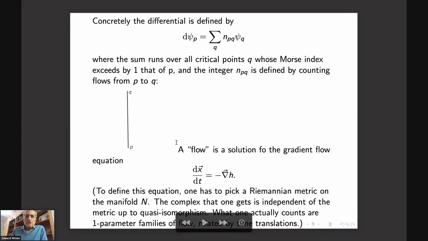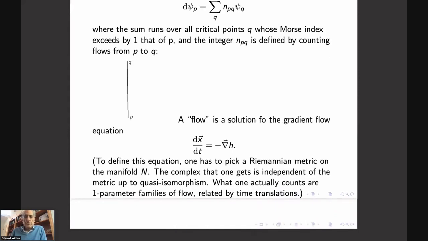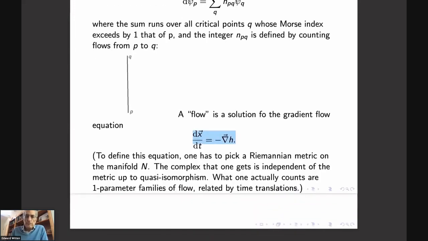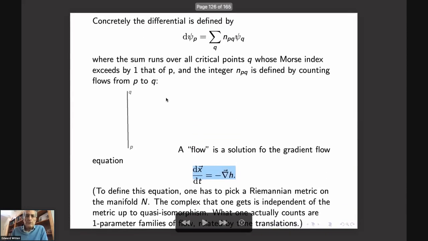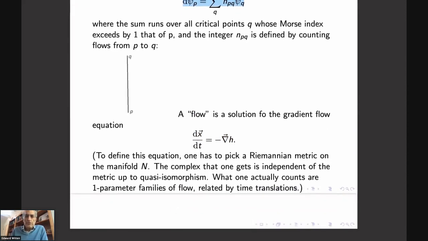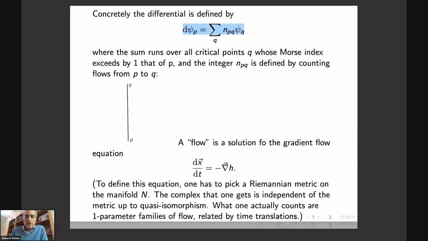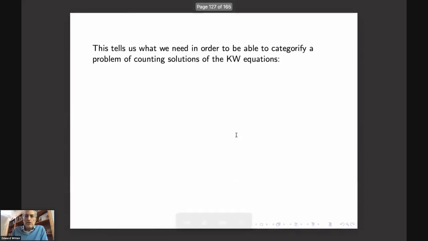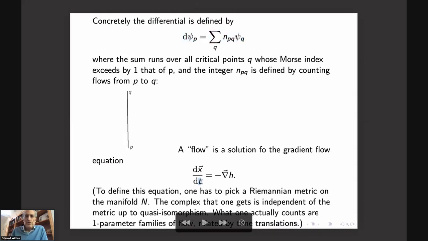A flow is a solution of a differential equation in one dimension. It's the gradient flow equation. To define it, you pick a Riemannian metric on the manifold N, and then you can write down the equation dx/dt is minus the gradient of H. Counting its solutions, you get these integers N, and they make the differential whose homology is Morse homology. The complex you get is independent of the metric up to quasi-isomorphism. What you count are actually one-parameter families of flows related by time translations, that is, by constant shifts of the parameter t in the equation.